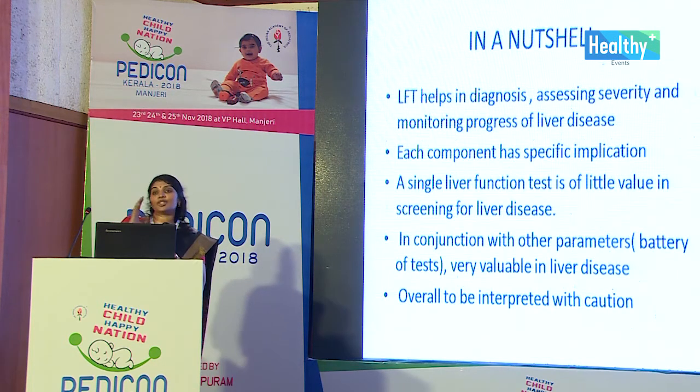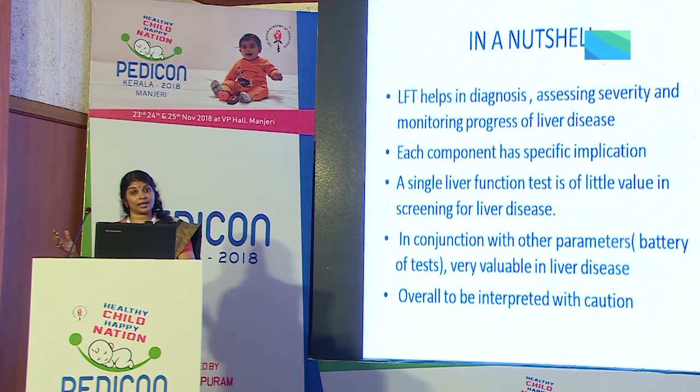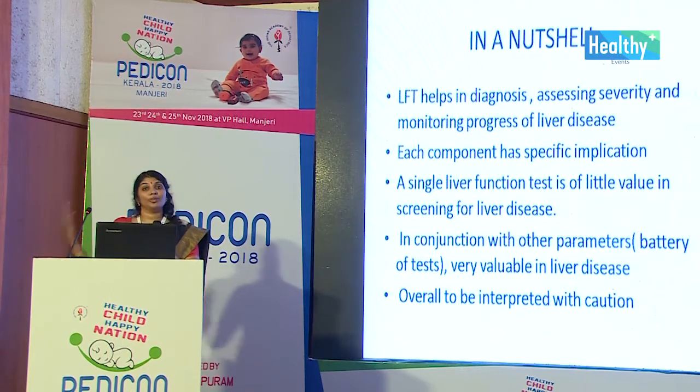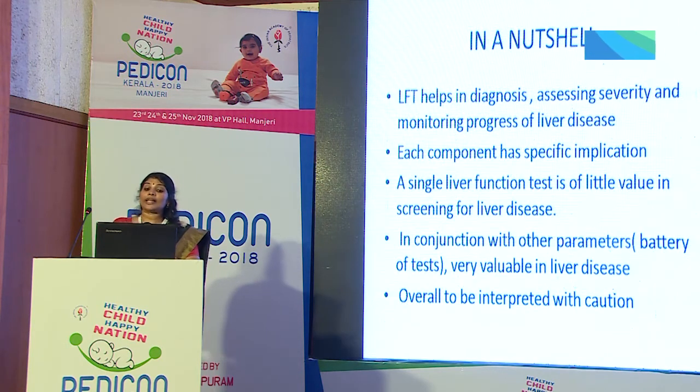So I just tried to present in a nutshell how very many times LFT could be deranged in children in very many clinical scenarios. It could be a hepatocellular involvement, it could be a cholestatic injury. So in a nutshell, LFT helps in diagnosis, assessing severity and monitoring progressive liver disease. Each component has a specific implication. A single LFT is of little value, so that is why we are asking for serial LFTs. And in conjunction with other parameters, it's very valuable in liver disease, and overall, it is to be interpreted with caution. I'm sorry for exceeding time, and thank you so much for your patient hearing.